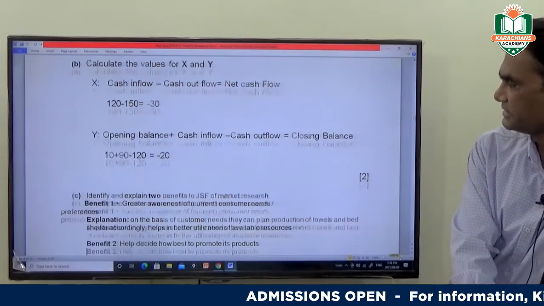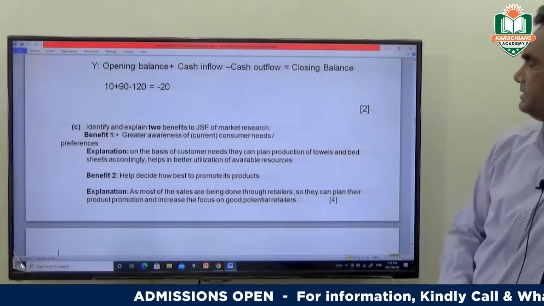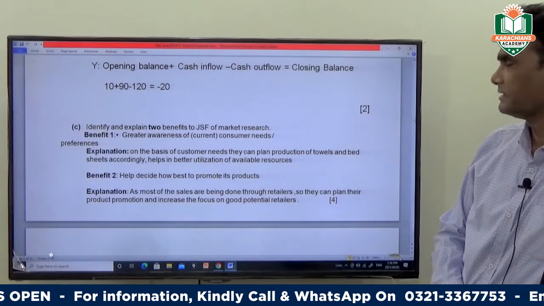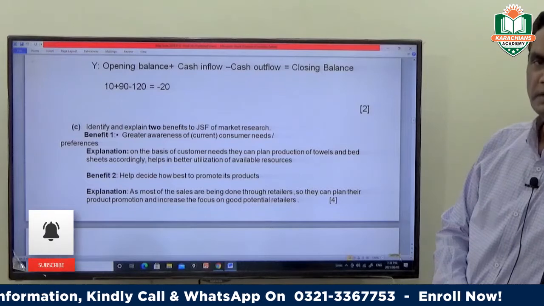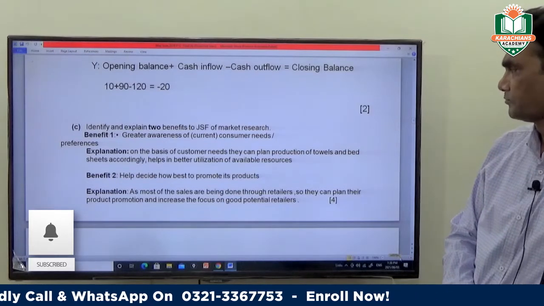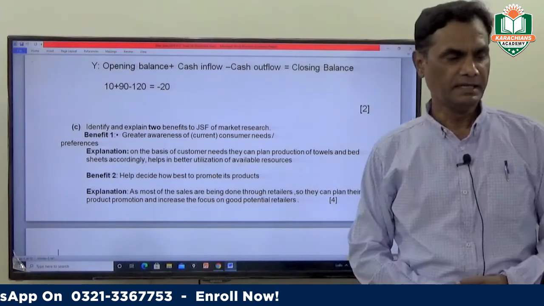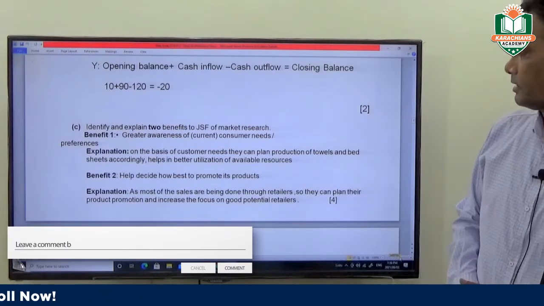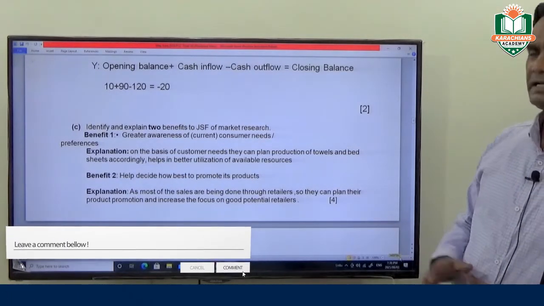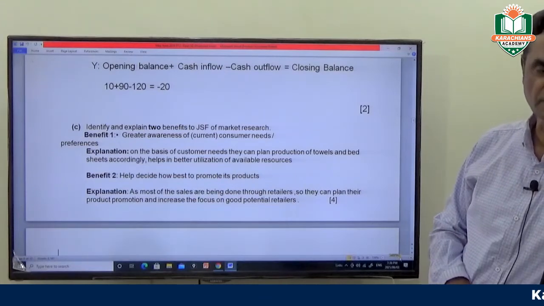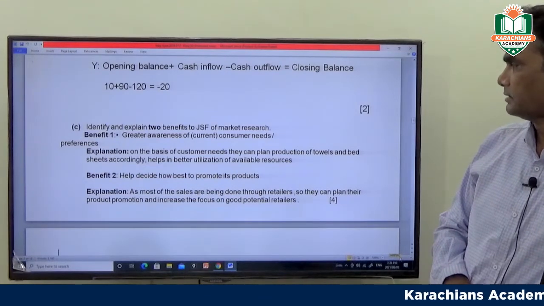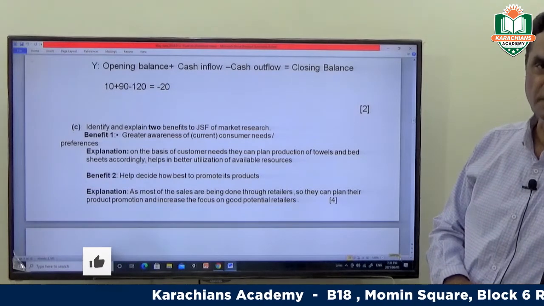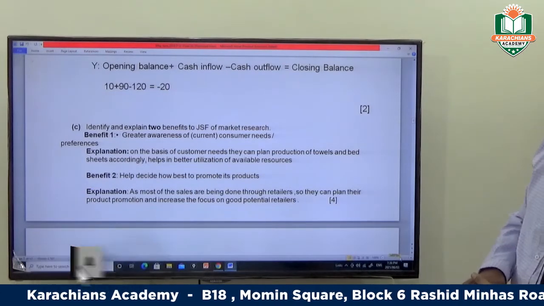Now come to question C. Identify and explain 2 benefits to JSF of market research. Here we have to identify what is the benefit of conducting market research to JSF. Number 1 benefit, greater awareness of current customer needs and preferences. On the basis of market research, we can know what the current preferences of our customers are, and we can be fully aware of the customer needs and preferences.